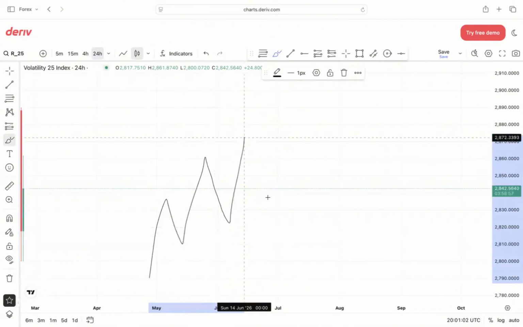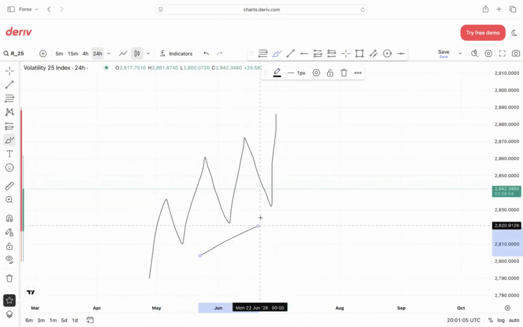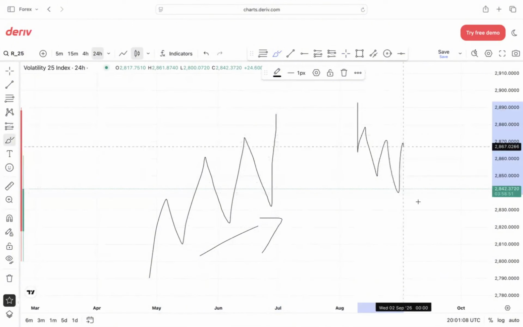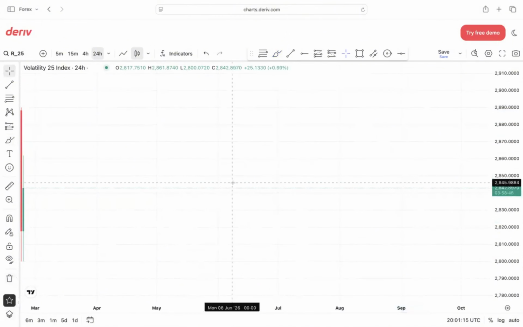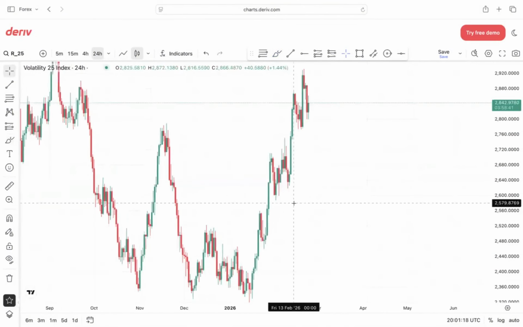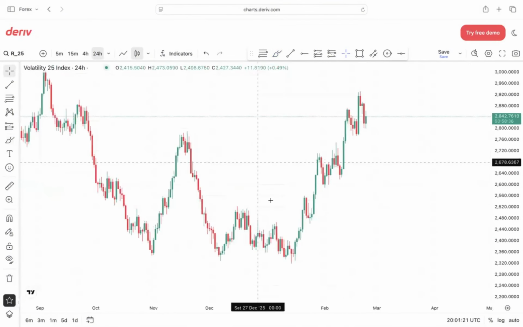Is it an uptrend? Then what should I look out for? If the market is in an uptrend, or a downtrend, then what should I look out for in a downtrend? So all these things are not that complex. It's actually very, very easy for you to spot that, okay, this is an uptrend or this is a downtrend. All right.